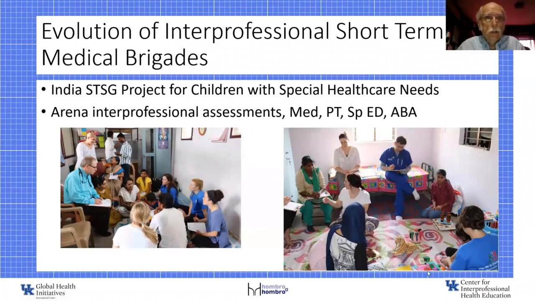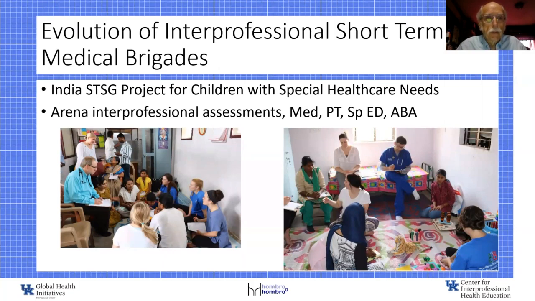Okay, thank you, Jim. Just to briefly mention too, we also have a shoulder-to-shoulder project in India for children with special healthcare needs. We've been doing arena-type interprofessional assessments for a number of years, and these are some photos of how those arena assessments work. The teams there are medicine, primarily pediatrics, physical therapy, special education, and applied behavior analysis for behavior disorders. These are children mostly with cerebral palsy, autism, and neurodevelopmental disorders.